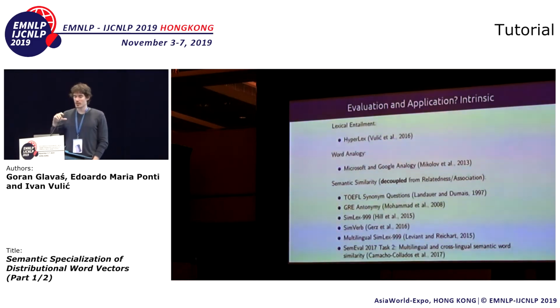There's also a data set that captures graded lexical entailment called Hyperlex. Then you have data sets on word analogy, and data sets that capture semantic similarity, decoupled from the relatedness and association type of thing. You have the list here. Some of them were translated to other languages, like multilingual Simlex 999. Hyperlex has also been translated to 4 or 5 more languages, and there are other multilingual and cross-lingual data sets from the Semeval task from slightly more than 2 years ago.